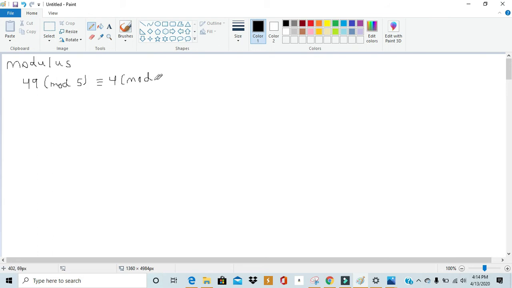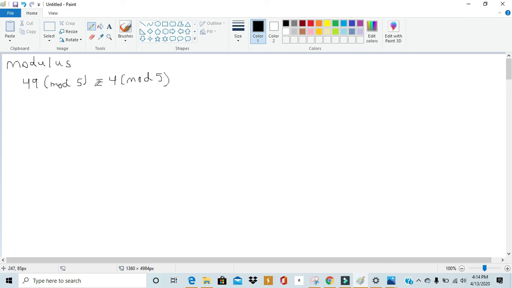And we write this out by using 3 lines, because we're not doing equals. We're denoting that these are congruent with one another, which basically means these are the same thing. 49 mod 5 is the same thing as 4 mod 5. Because the idea is that the remainder, when we divide either of these two by 5, is going to be 4.